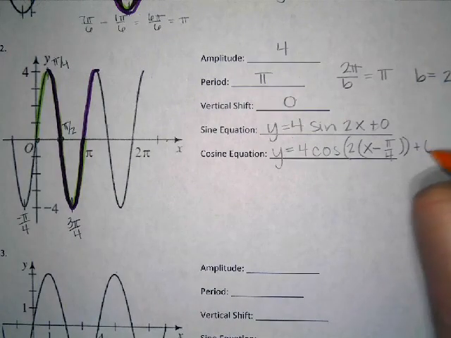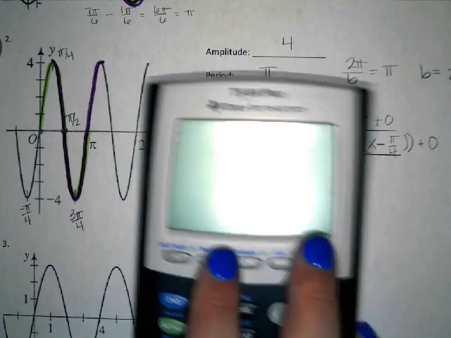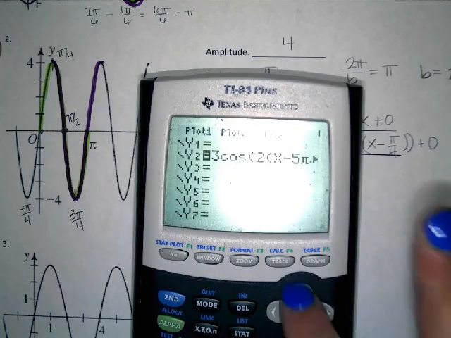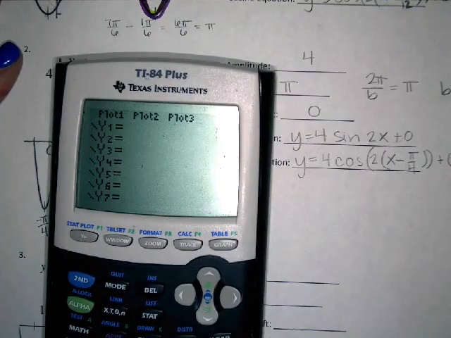Now, if we want to check our answer on here, I'm going to go ahead and clear off the two equations that I had previously typed in, and type the new equations in. 4 sine 2x plus 0.